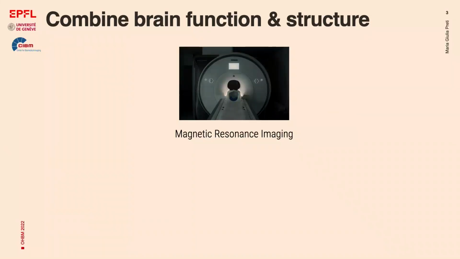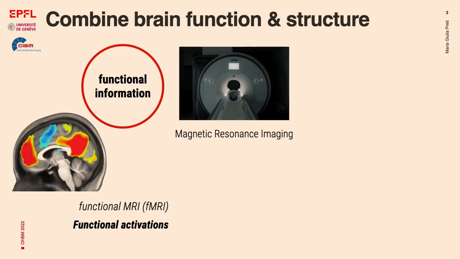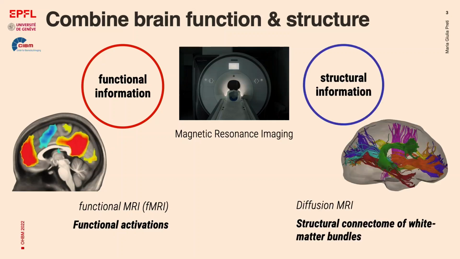To give you a little context, as I said, we want here to combine the information about brain function and structure. The data that we're using comes from MRI, as you already know. The functional information is the fMRI functional activations, and the structural information comes instead from diffusion MRI, which allows a virtual reconstruction of the white matter paths underneath. Combining these two is non-trivial because they come from different acquisitions, and it was shown in the past that there is not an easy one-to-one relationship.